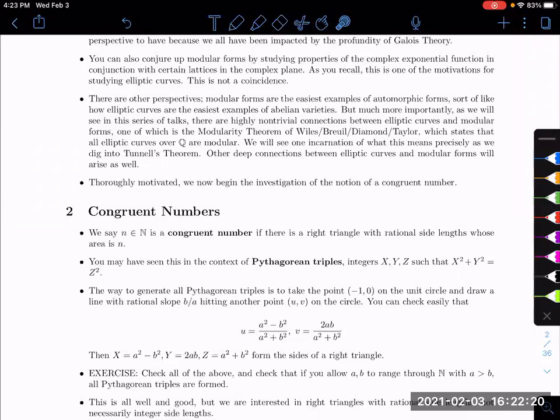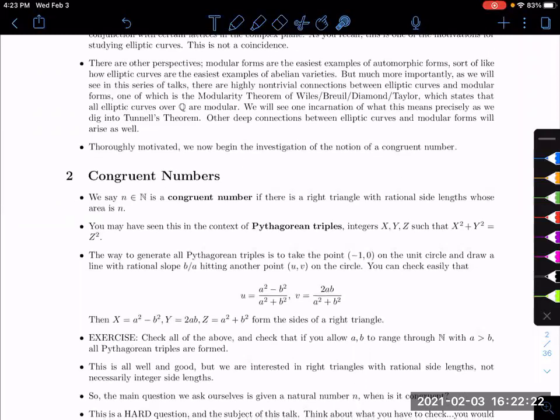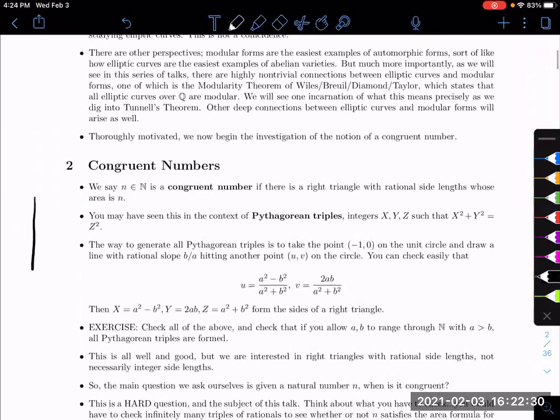If you've never seen this before, I'll just give you a crash course. How do you generate all the Pythagorean triples? What you do is you draw the unit circle. Okay, so you have the unit circle, great. And what you do is you look at the point -1, 0.